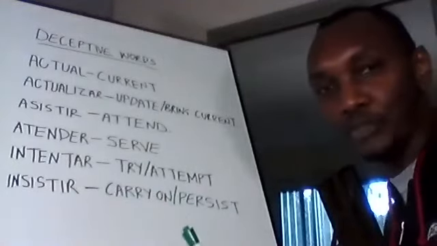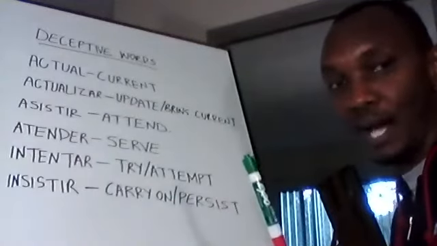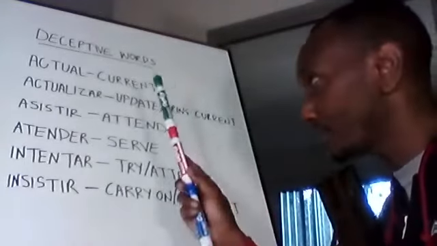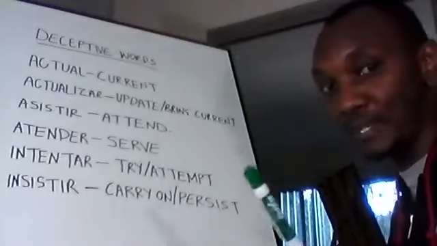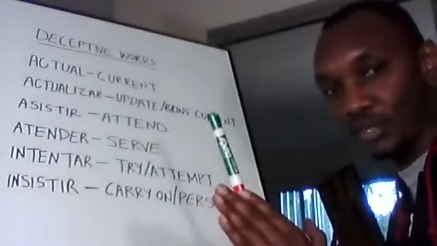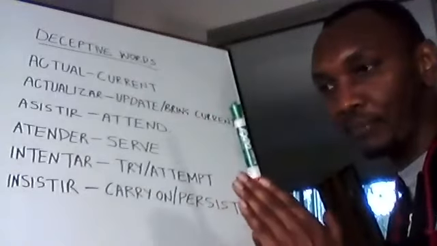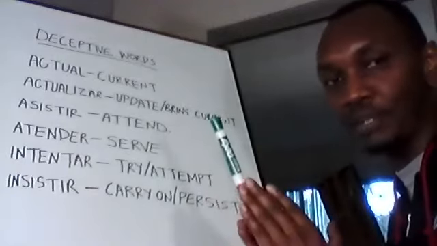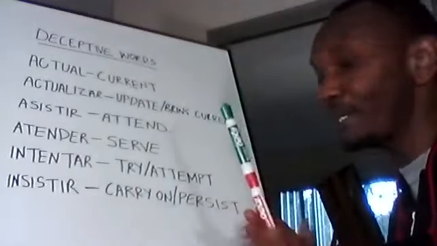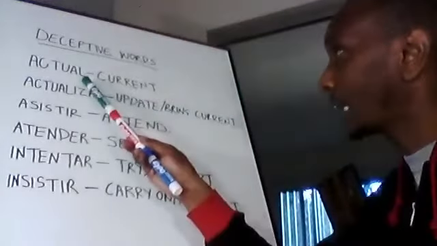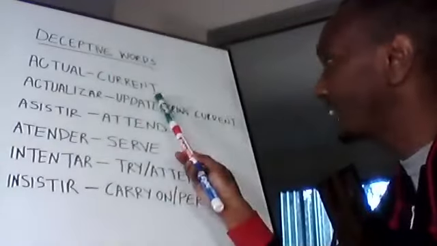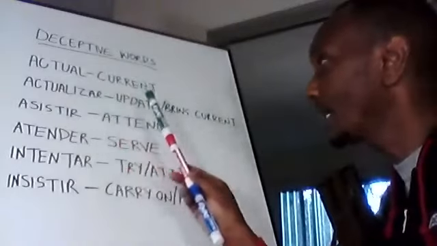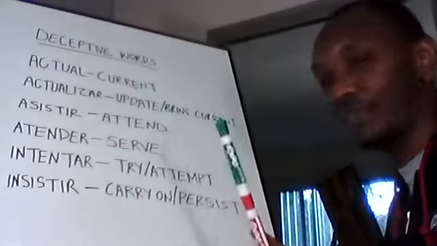So let's look at the examples of deceptive words today. I would call them fake friends, because you think they are friendly words. You think you know what they mean in English, so you take them directly from English to Spanish, only to realize that's not what they mean. Actual doesn't mean actual, it means current. Actualizar doesn't mean to actualize. It means to update or to bring current.